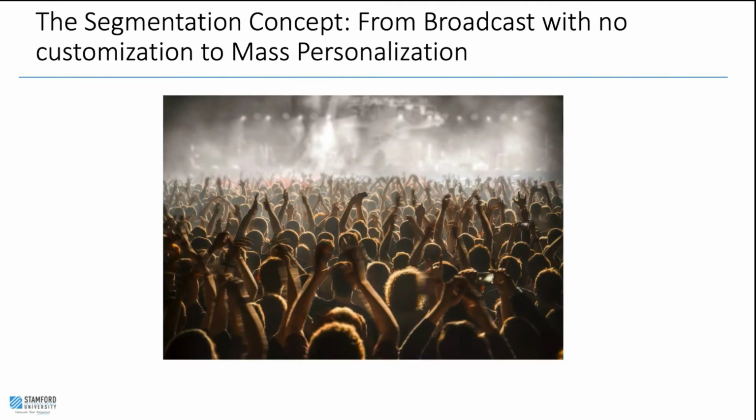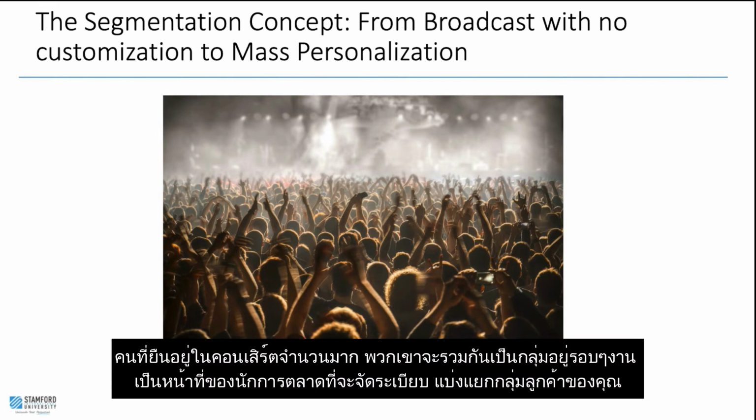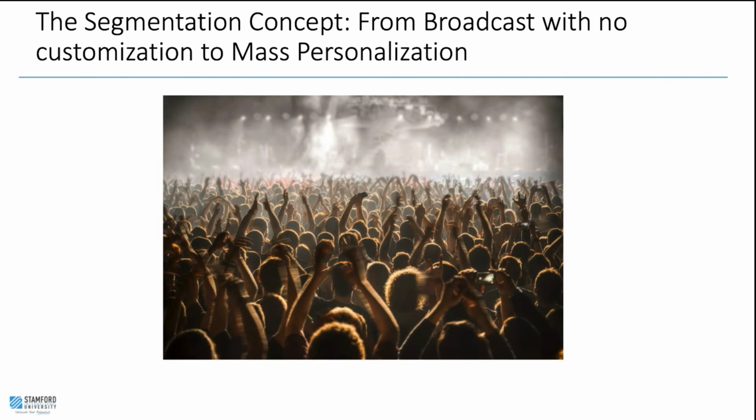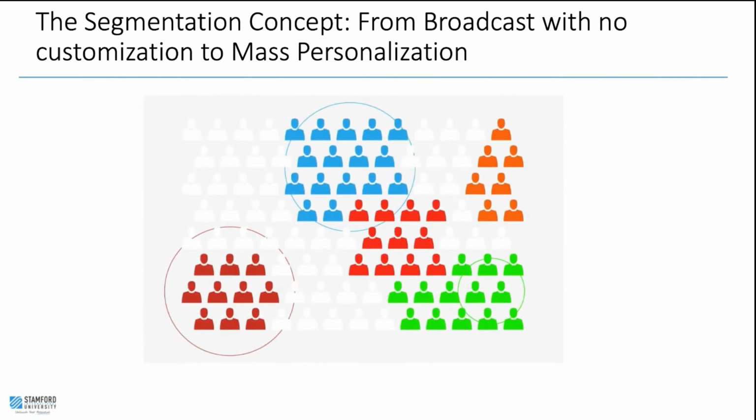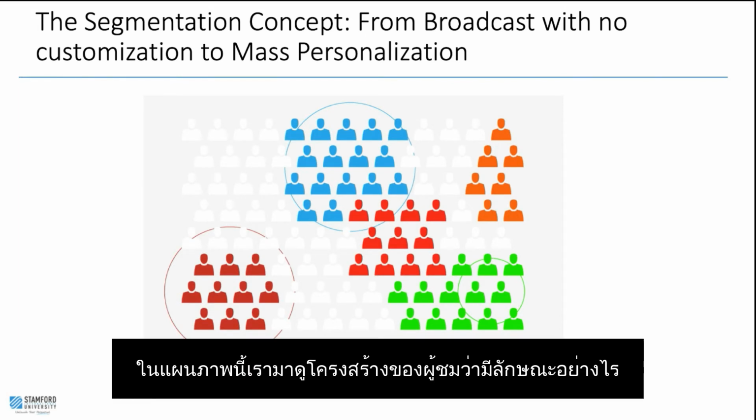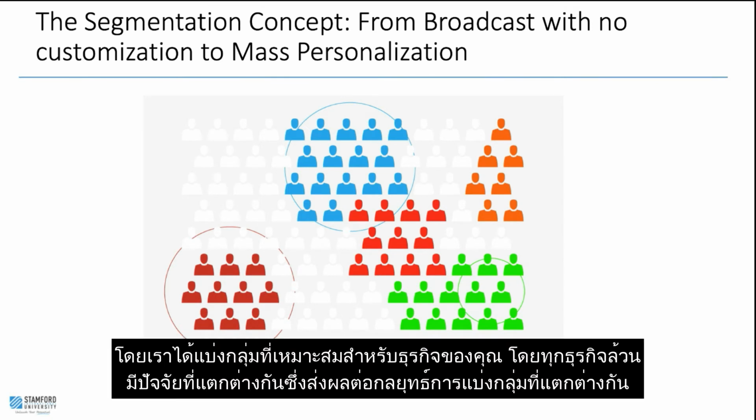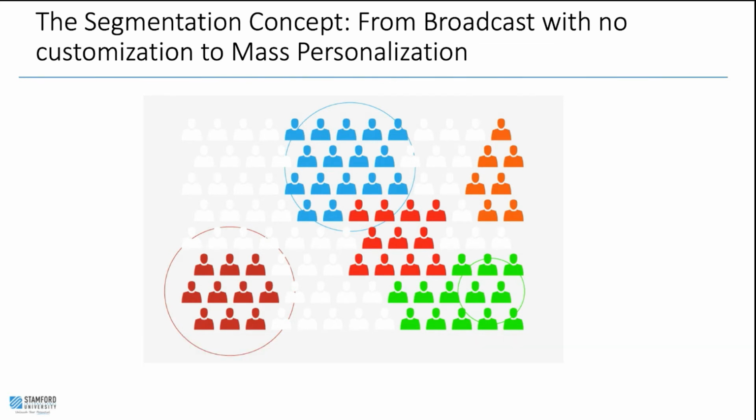So what I want you to do is imagine an entire database of customers standing in one massive concert together. They're all clustered in a completely random order around the stadium. It's your job as a marketer to organize them into segments. All right. In this diagram, we can see how a structured audience looks. We place them into segments with some logic that makes sense for your business. Now, every business is different, and every business will have different factors that affect the segmentation strategy.